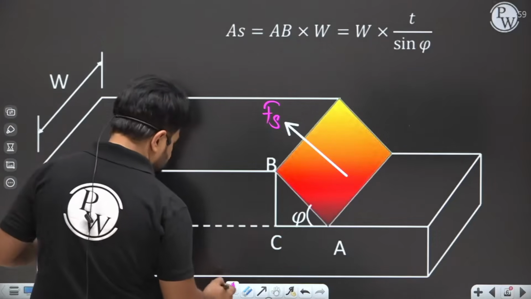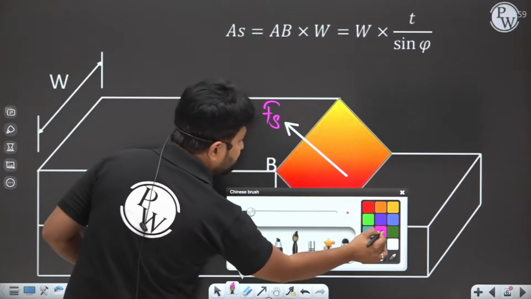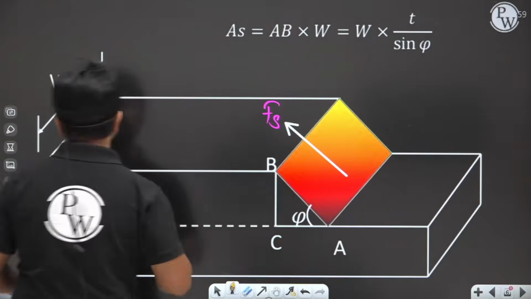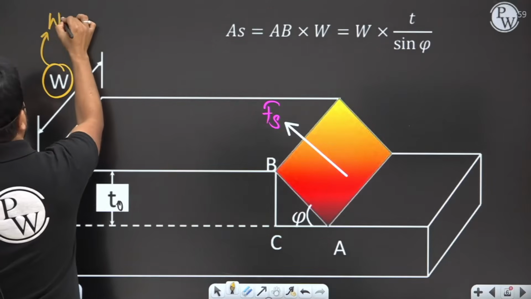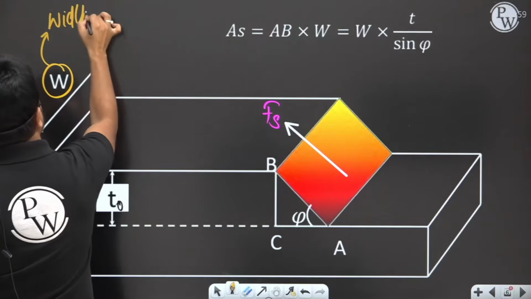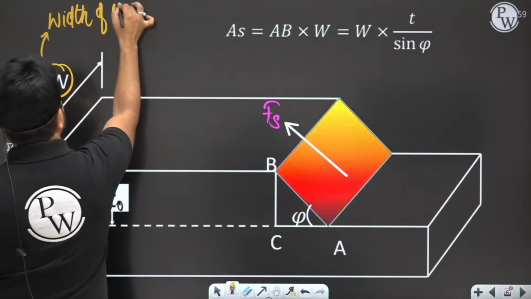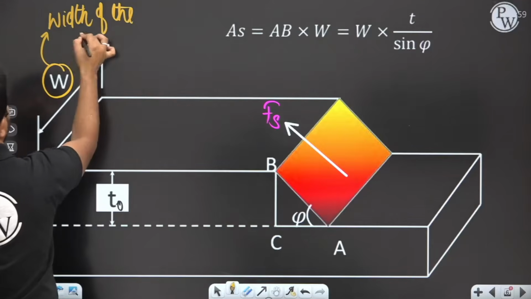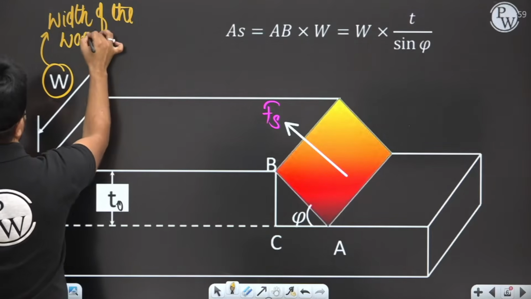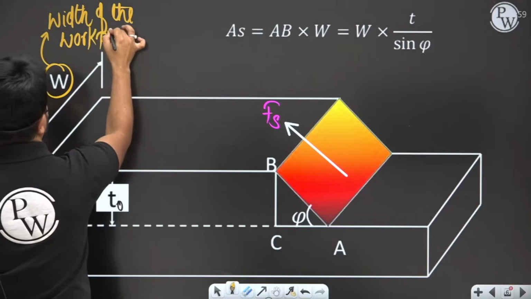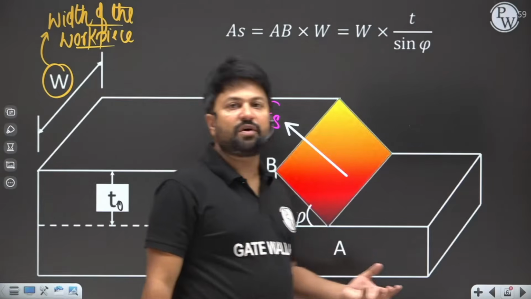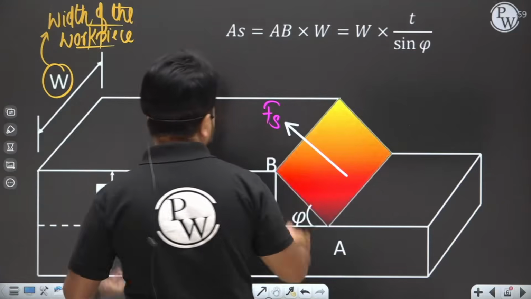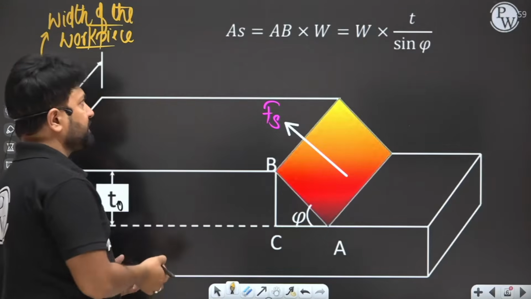Now here W is what? W is the width of the workpiece. Whatever be the width of the workpiece, it will be the width of the chip as well. So W is also the width of the chip.